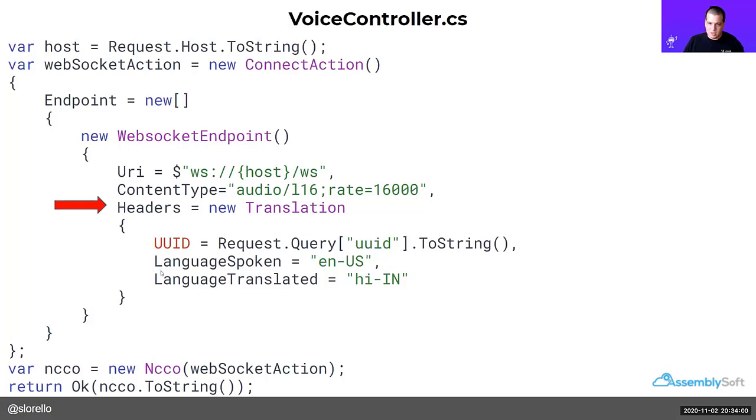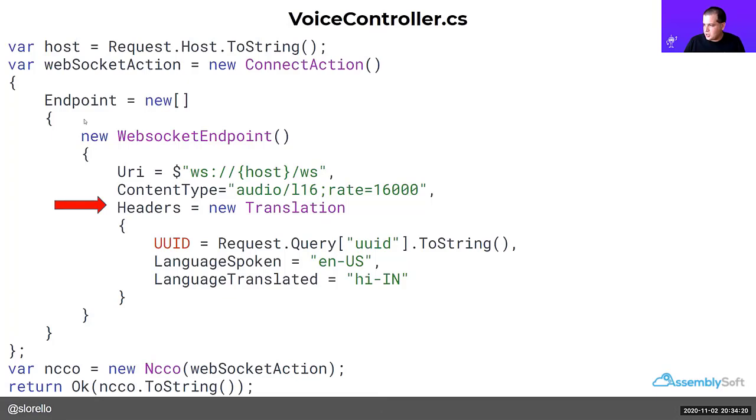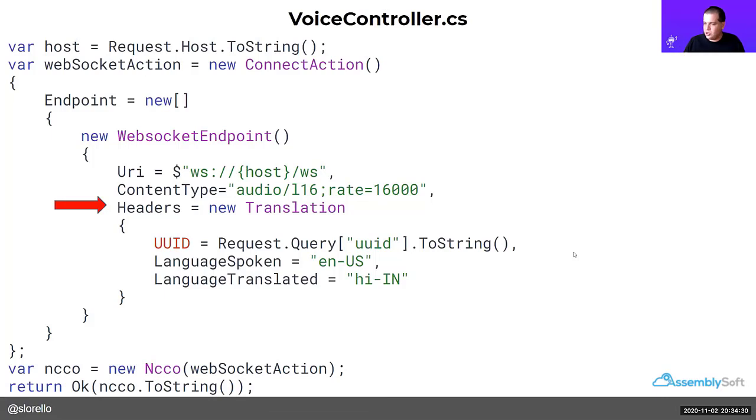The language that we're going to be speaking, which is, I speak American English, en-US. And the language that we're going to be translating to: the first time I gave this talk, I gave it to a group in India, so I had the translation language be Indian Hindi. And then we're going to take that action, this WebSocket connect action, add it to our NCCO, and then return a JSON stringified version of that NCCO to the requester, which in this case is Vonage.